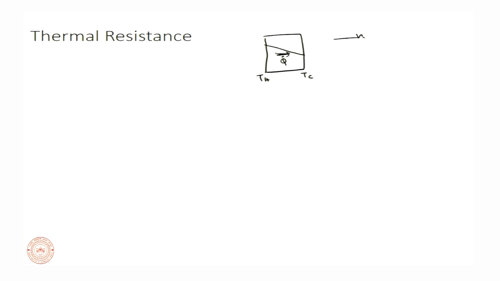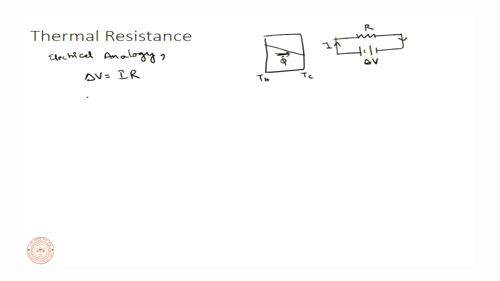This you can relate to a resistance connected to a battery having a voltage V or delta V and a resistance R and a current I flowing through this. Okay. So, the electrical counterpart: delta V is equal to IR. This is our Ohm's law, and we also know that Q dot is equal to some delta T into K into area over, let's just redefine this.